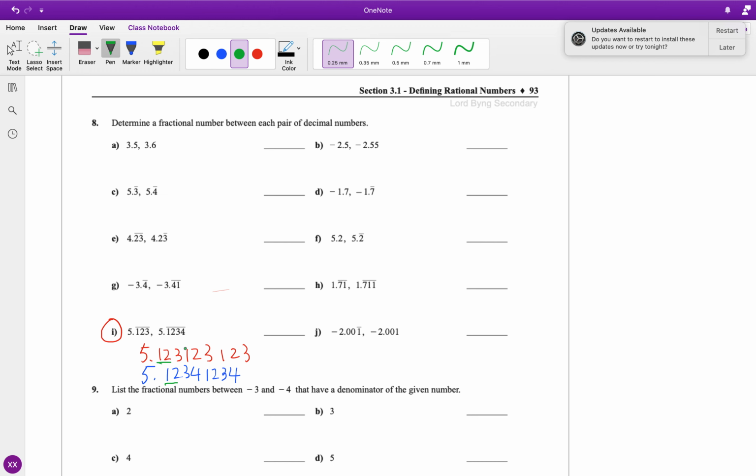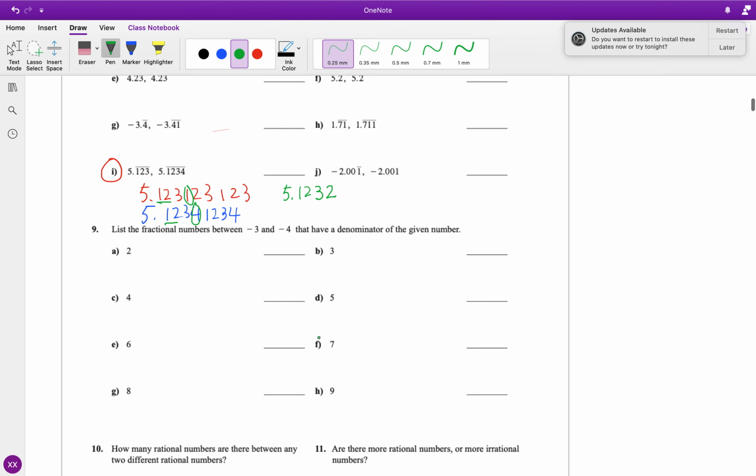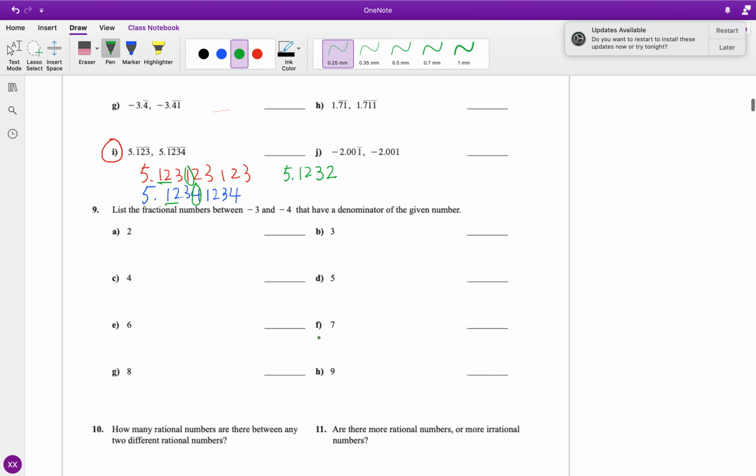So for this number here, between these two numbers, if I fill in something, then that should do the trick. So how about 5.1232? Well, then this number is in between this number and this number. This is what I thought. Okay, and you might have another way to do it, and please do the homework. And I think this is about 3.1.